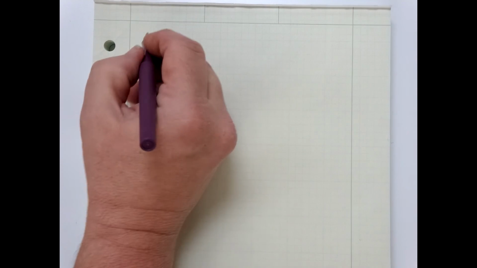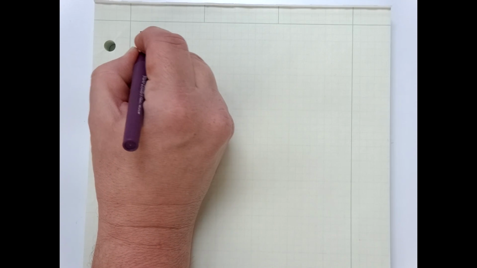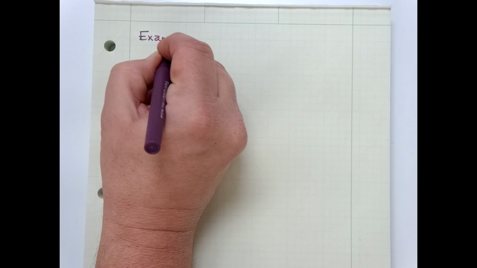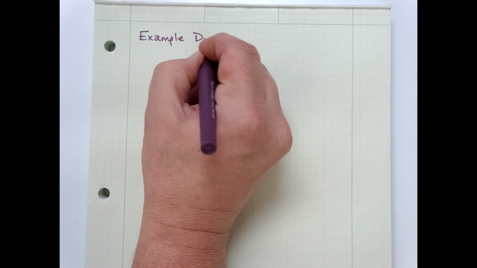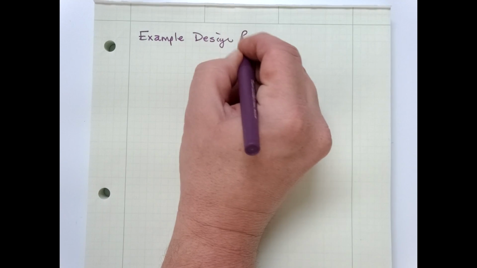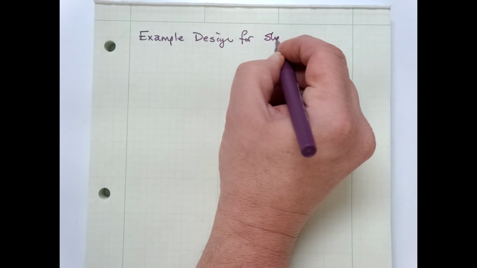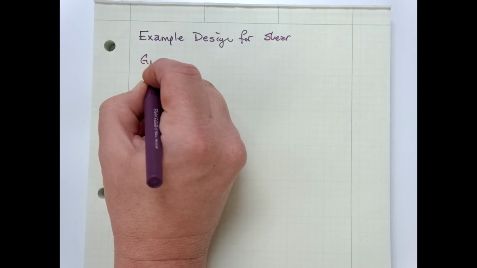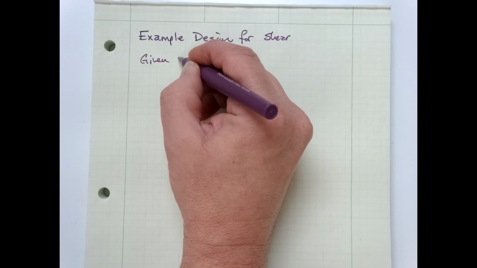And here we go. We're going to do some example designs for shear. And we're given this cross-section.